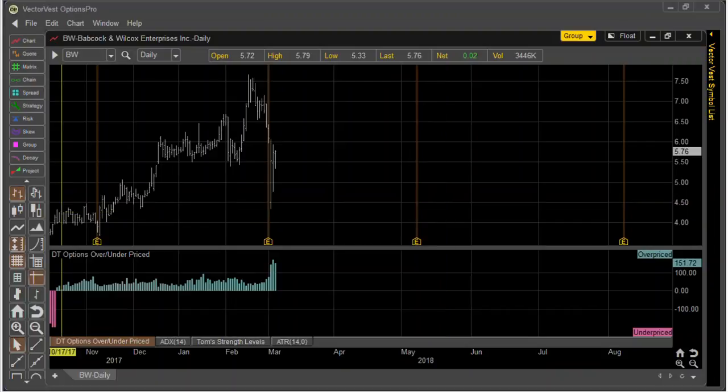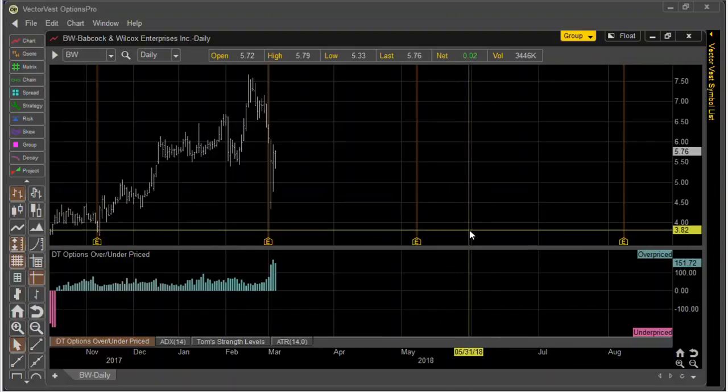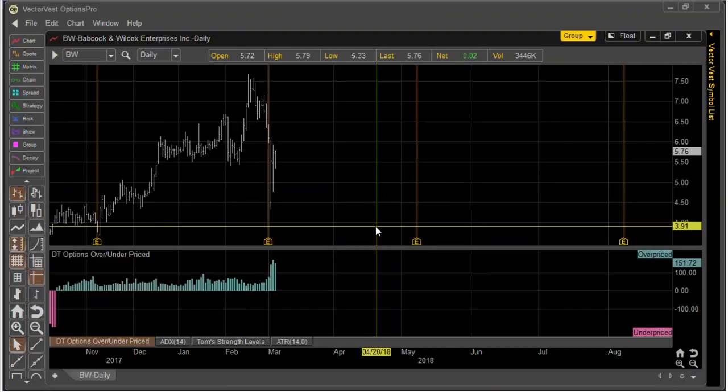Because remember, you're going to be out of the trade before the earnings announcement anyway. So whether the option expires after earnings or before earnings, it makes no difference. You're going to be out of the trade before then.